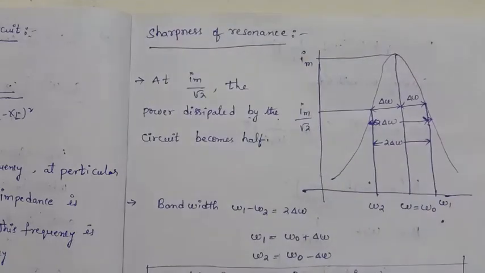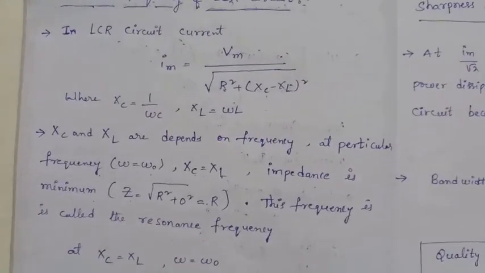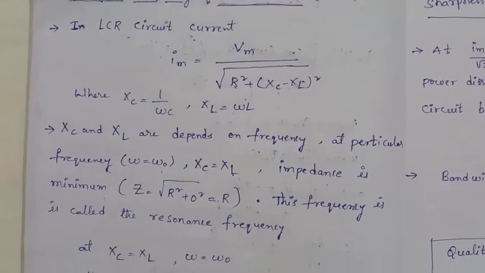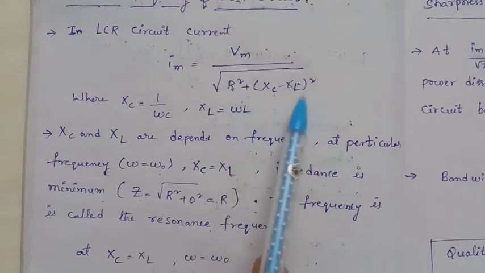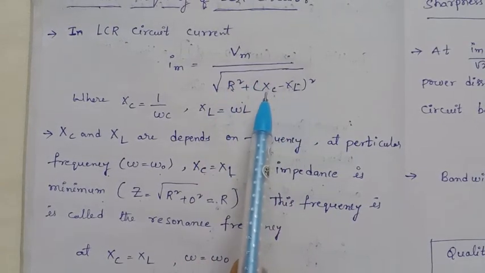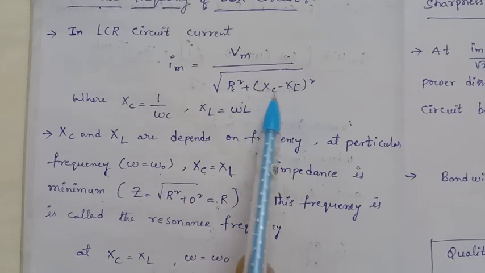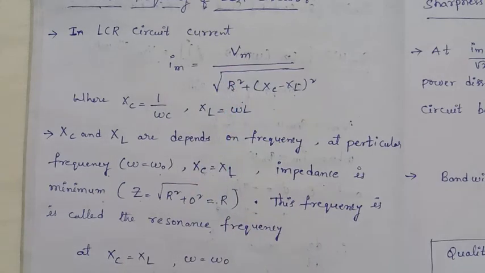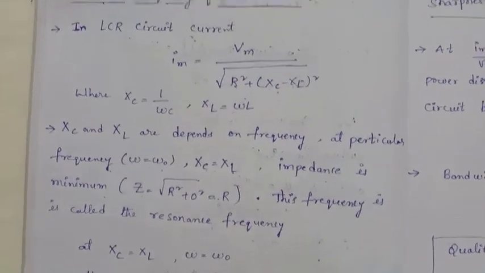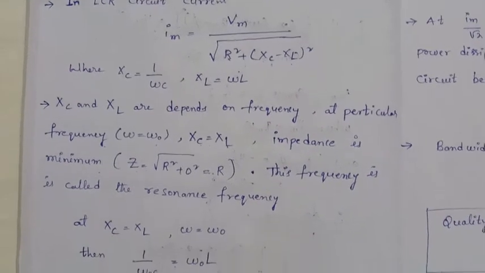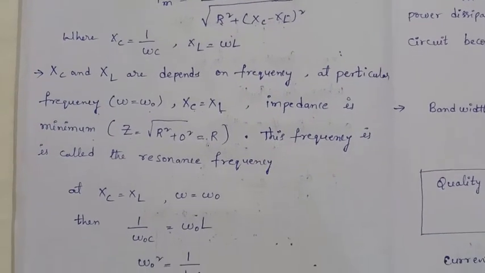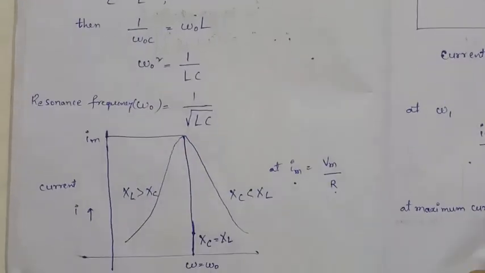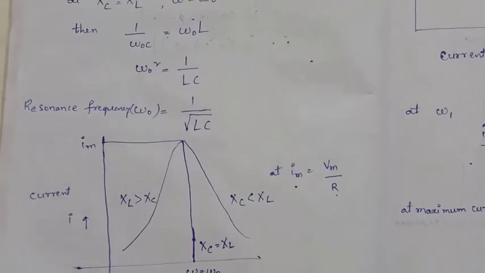Okay, so once I will revise the complete thing. What is the resonance frequency? At resonance frequency the impedance is minimum. Impedance being minimum means XC is equal to XL, so this term goes to 0. Automatically Im is equal to Vm by R. So at resonance frequency Im is equal to Vm by R, and the resonance frequency is equal to 1 by root LC. So this is the graph for that.